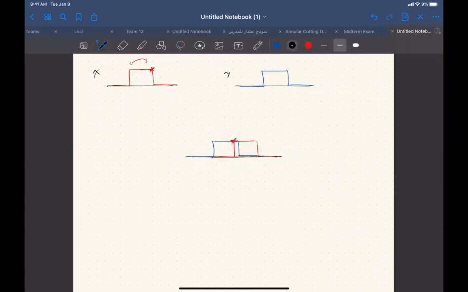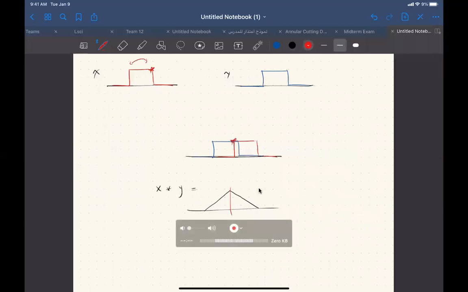In the end, your output for these two will look like this. That's the convolution of x and y. Here was that peak point when they are totally overlapped. Great, so that's just like regular convolution.